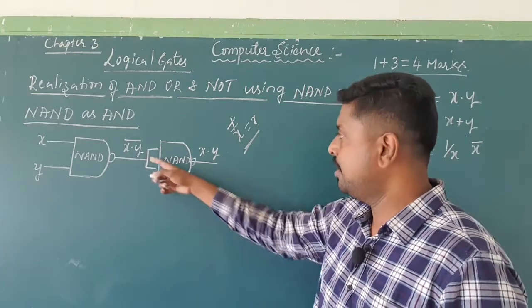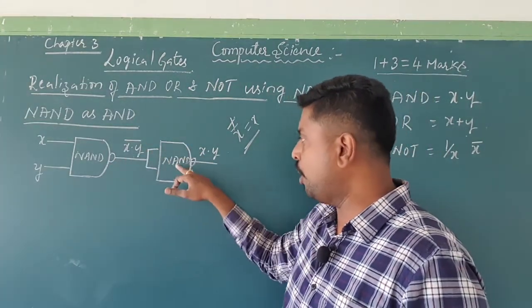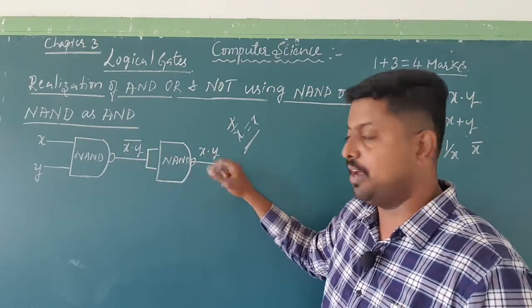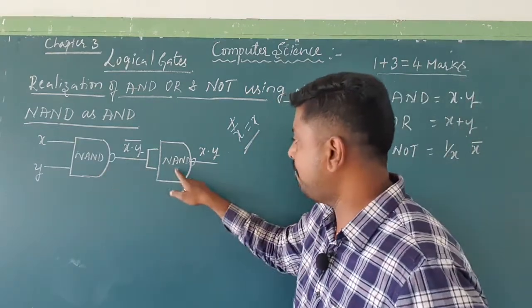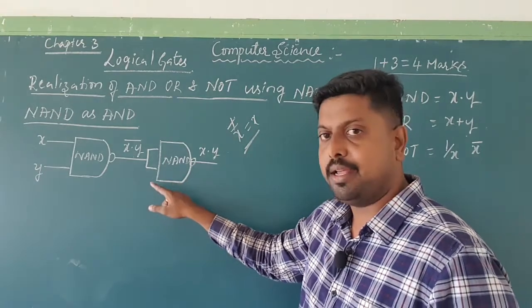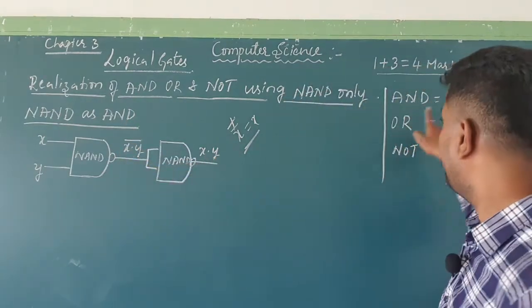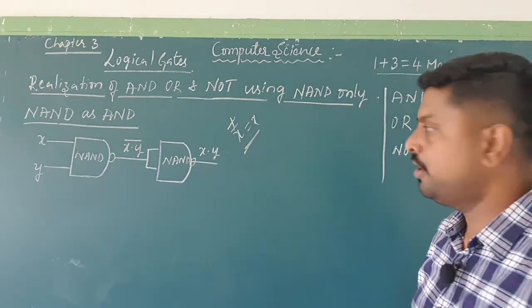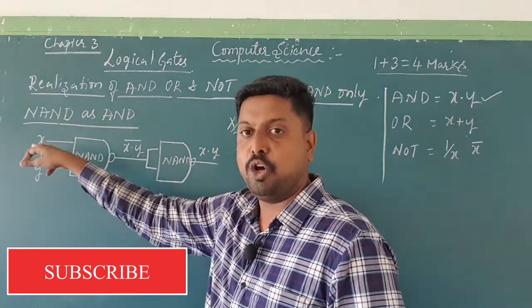Based on the NOT gate, if you complement the result once more, you will get the same inputs that we were given. Now, x into y, only with the help of NAND gates, I have a chance to write the AND gate result, that is x into y. So this is what we call realization of AND with NAND only.